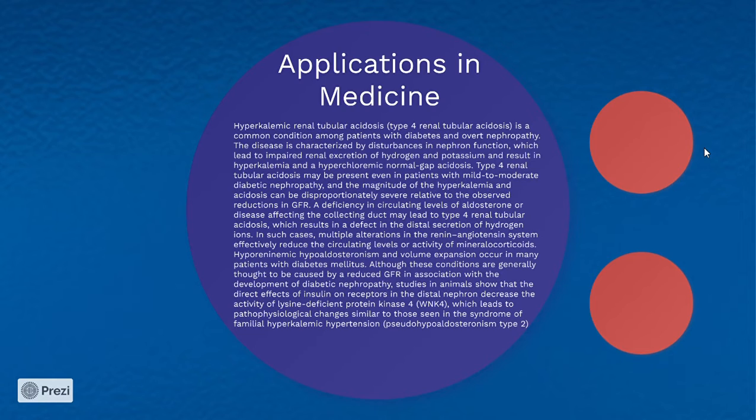Studies in animals show that the direct effect of insulin and receptors on the distal nephron decrease the activity of with-no-lysine kinase 4, or WNK4, which leads to pathophysiological changes similar to those seen in the syndrome of familial hyperkalemic hypertension.